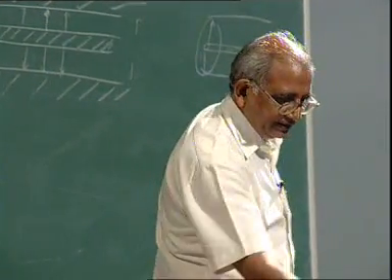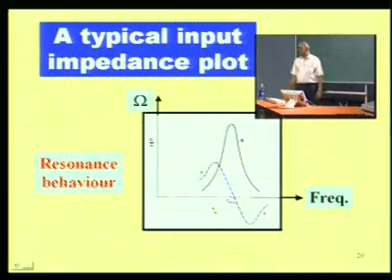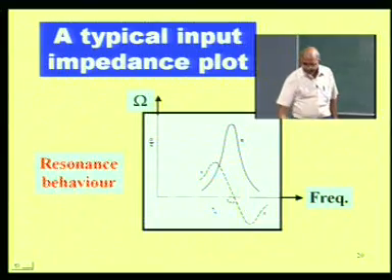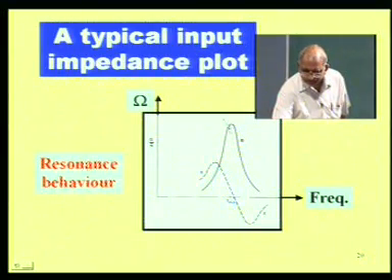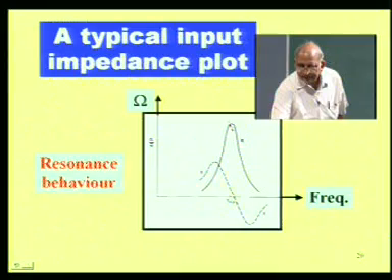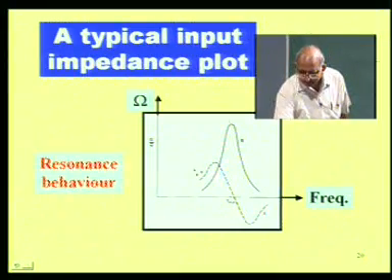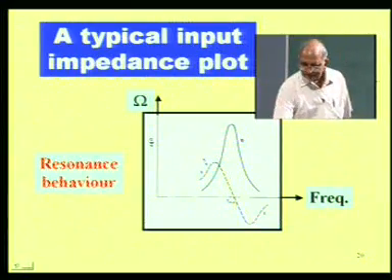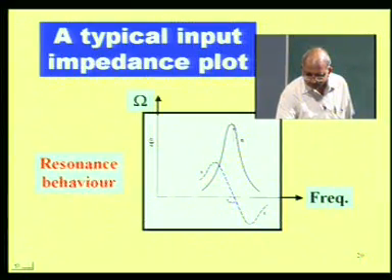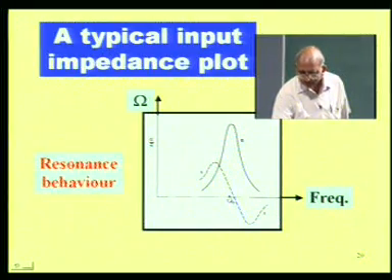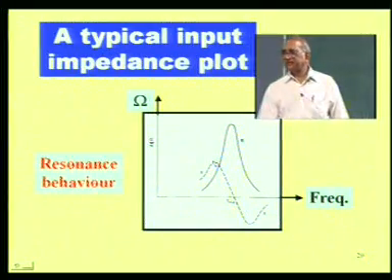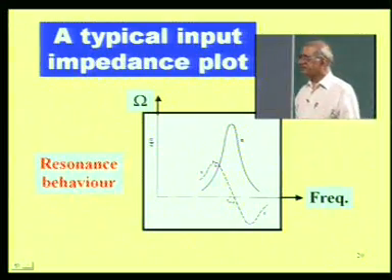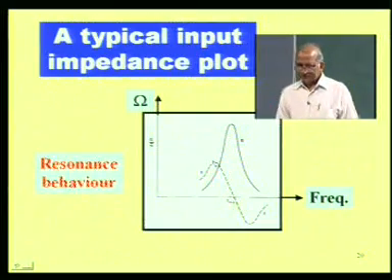First of all, because it has a resonant behavior, its impedance characteristics will be of this type, that the real part of the input impedance with frequency is going to be like this, and the imaginary part of the input impedance is going to be like this. And at resonance you can see the resistive part is maximum and the reactive part is 0. That is what characterizes any resonance characteristics, the reactance or susceptance has to be 0.